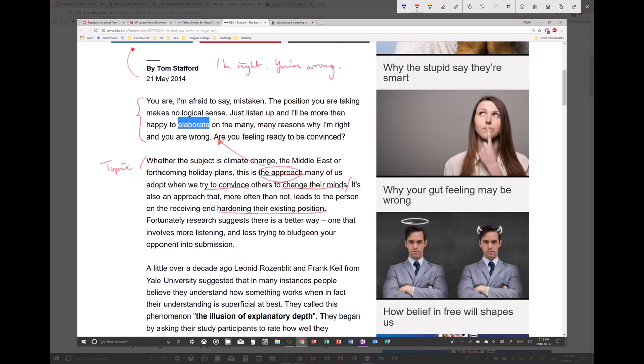So this talks about the listener now. The speaker tries to convince by saying, I'm right and you're wrong. But the person who is listening, and this is on the receiving end, that's what that means, it makes them resist, makes them hard to change their mind. So this may be some sort of result to the approach.